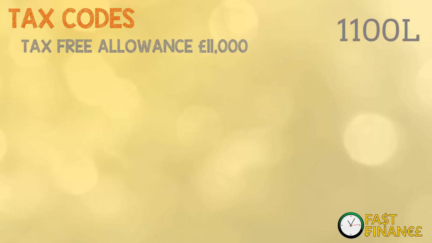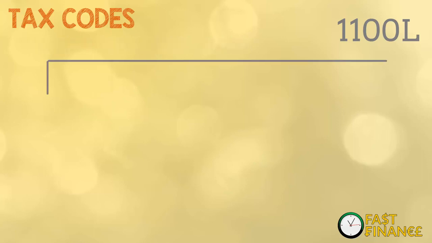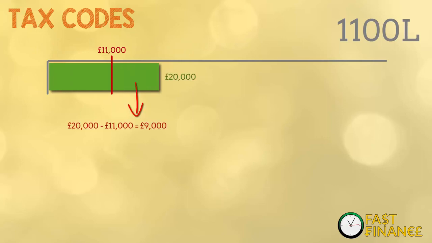Once you earn over £11,000, you are taxed at the basic rate. This is currently 20%. So if you earn £20,000 a year, you pay tax on £9,000 at a rate of 20%. This means you pay £1,800 tax per year, or £150 per month. Your employer deducts this automatically from your payslip, hence the term pay as you earn.